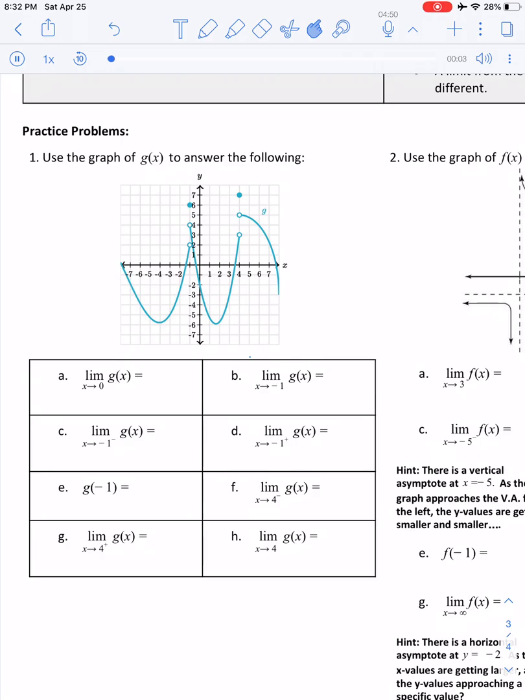Part of this graphical limit assignment was to do some of your own practice problems. So we have practice problem number 1 here, and I want to take you through those answers.